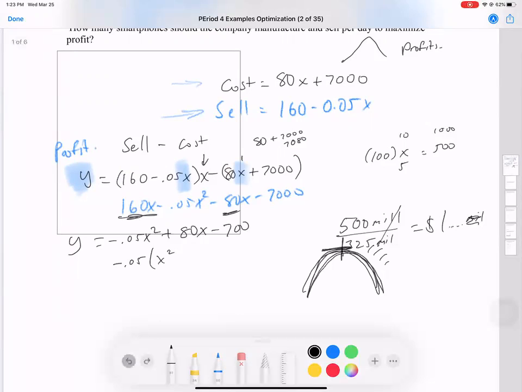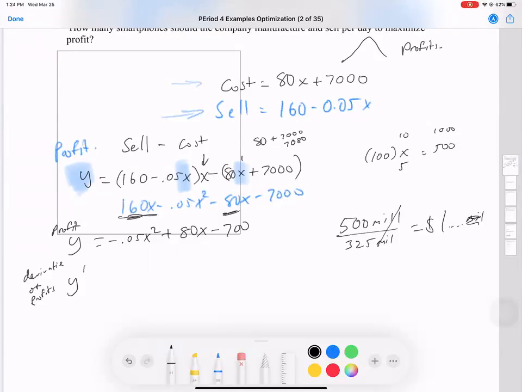Okay. So let's finish the equation. Actually, you know what? Let's just take the derivative. Y is equal to this equation. This is my profit equation. And when I want to maximize profits, we take the derivative of it. So you want to take the derivative of profits.